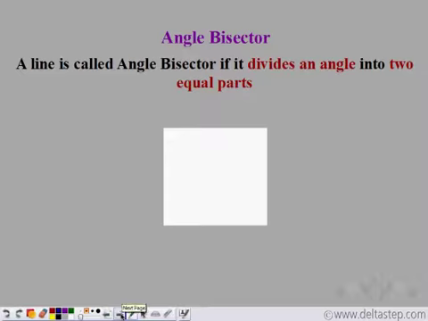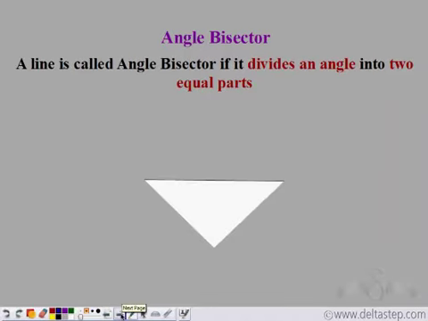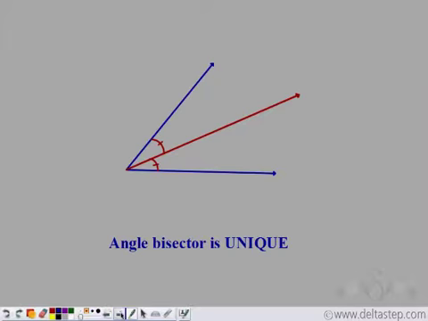And where do we see angle bisector? Take a square piece of paper and fold it along the diagonal. This fold makes two angles. These angles are equal. So this fold is the angular bisector of this angle at the edge. Angle bisector is unique. So we can have just one angle bisector for a given angle. So this is an angle bisector of this angle. It is an angle bisector of this angle. So this angle is equal to this angle.